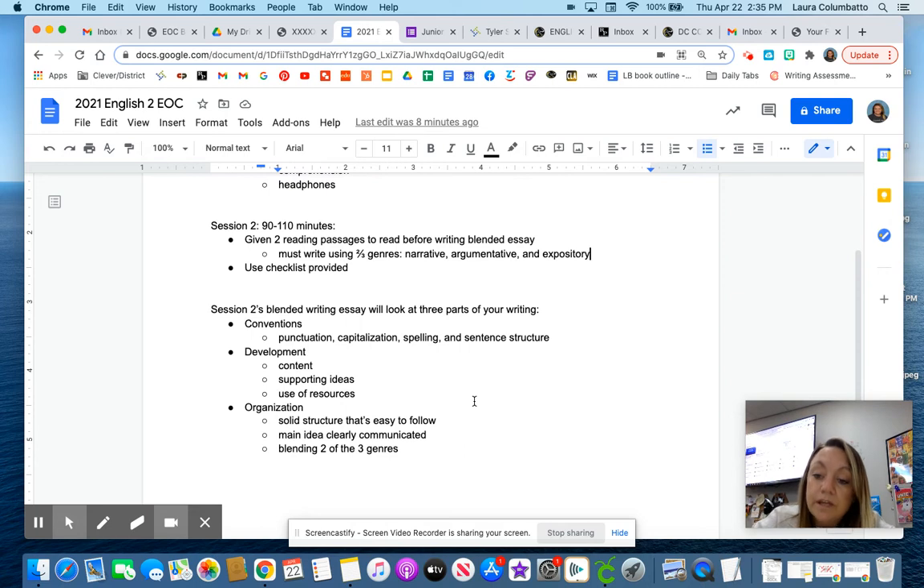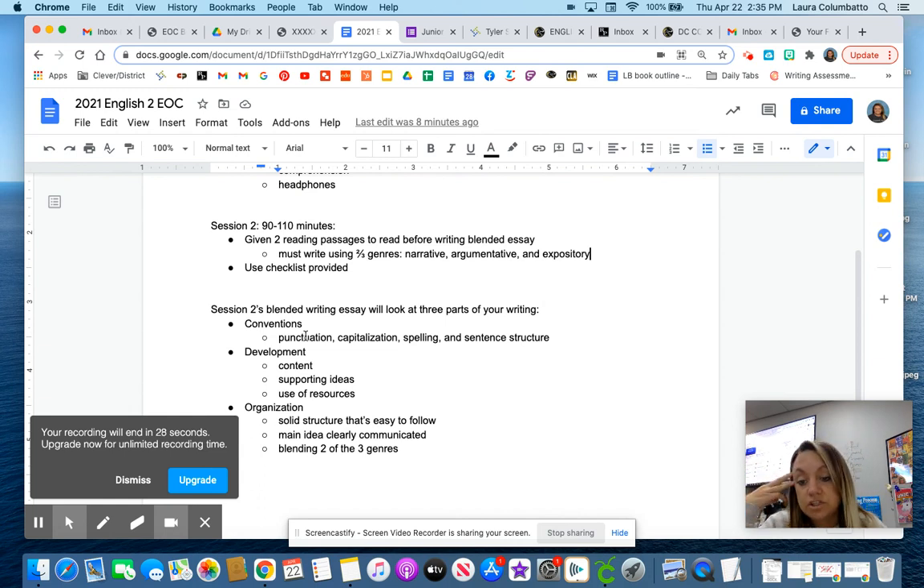When they're looking at your writing, they're going to look for 3 things. They're going to look at conventions, which is what we look at in class too: punctuation, capitalization, spelling, sentence structure. They're also going to look at the development of your writing. That's what does the content look like? What do your supporting ideas look like? And how did you use those 2 resources that you read right before that? Okay. And then thirdly is the organization. They're going to look to make sure that your essay makes sense, the structure is easy to follow, you're clearly communicating your idea, and you have to blend at least 2 of the genres, either narrative, argumentative, or expository.